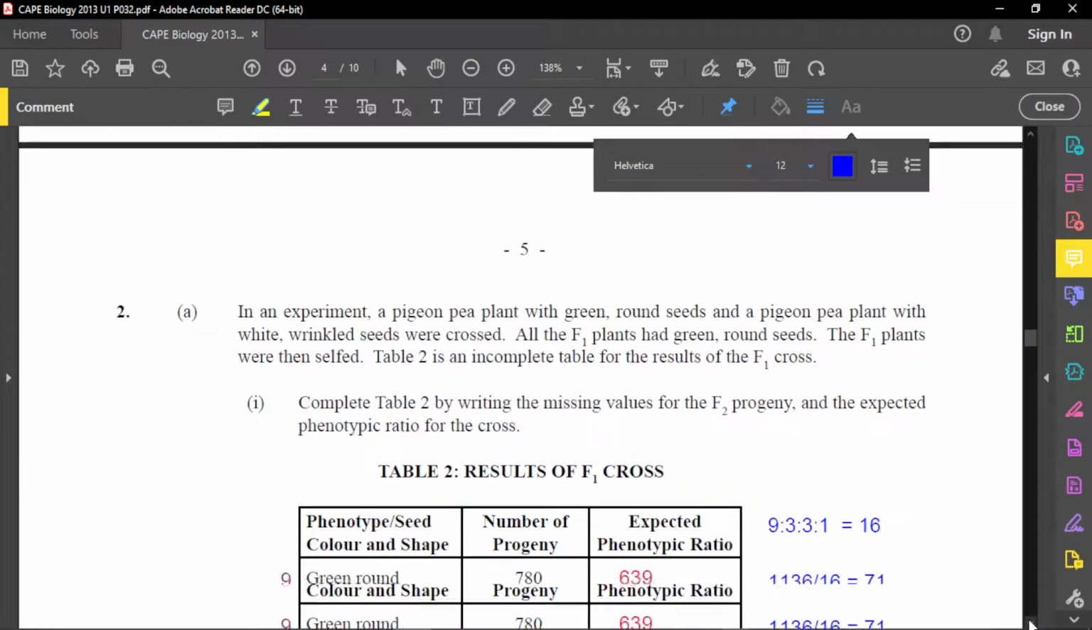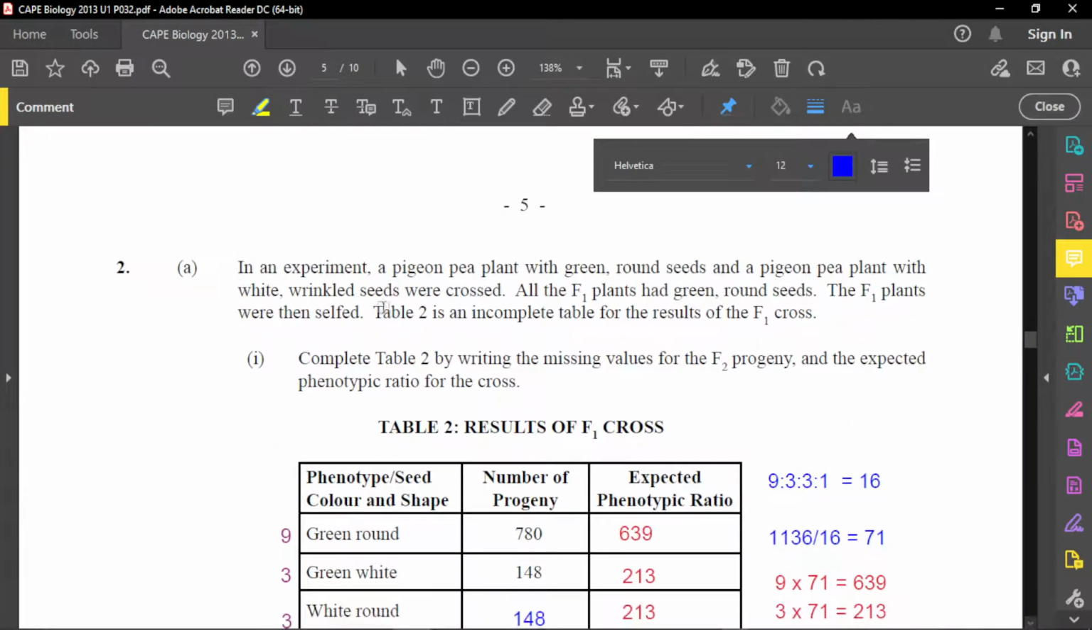Now, for question number 2, it said, in an experiment, a pigeon pea plant with green round seeds and a pigeon pea plant with white wrinkled seeds were crossed. It said all of the F1 plants had green round seeds. Now, all right, I'm going to talk about that. Let me just finish this part. It said the F1 plants were selfed, which means they are crossed with themselves. All right, so they are interbred.